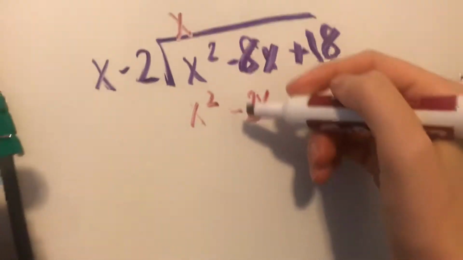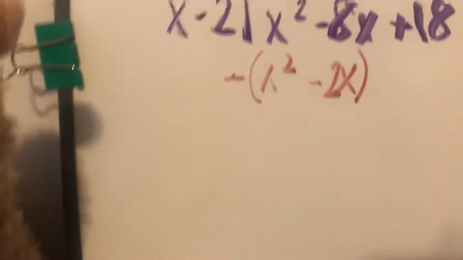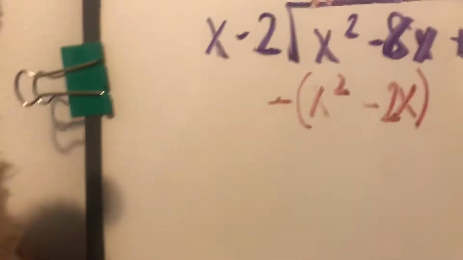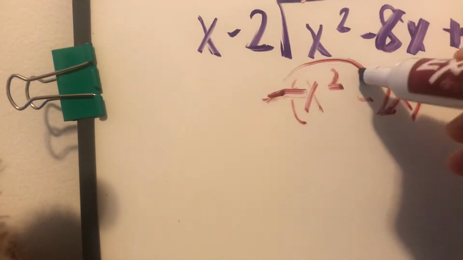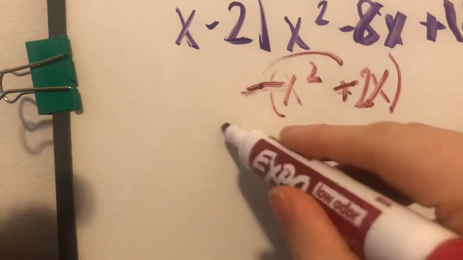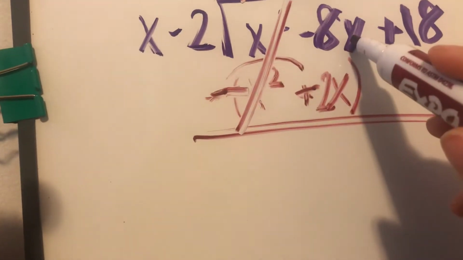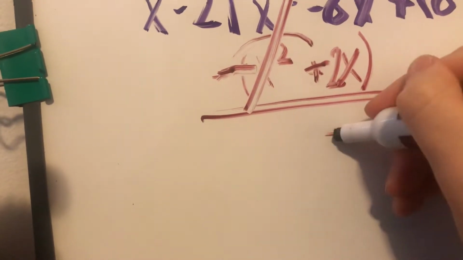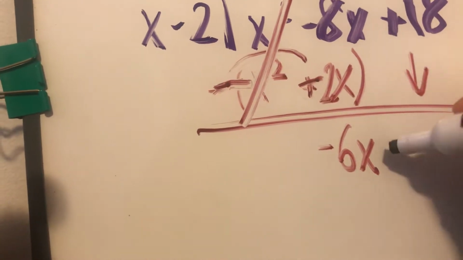And then x times negative 2 will give me a negative 2x. I posted the PowerPoint for you guys yesterday if it helps you to show that I'm distributing this negative to both terms here. So this is really going to become like a negative x squared, and then when I distribute it here, it's going to become a positive. And now those terms will cancel out just like we want, and I'm going to have negative 8x plus 2x, which will give me a negative 6x. And then I'm going to bring down this plus 18.